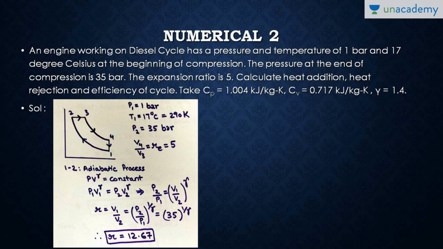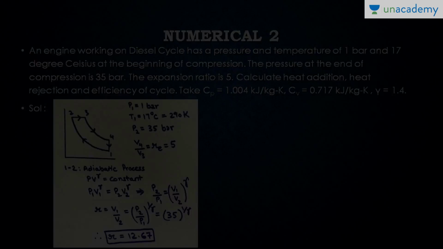Second thing is heat addition and heat rejection. How to calculate the heat addition and heat rejection? Keep your focus here. That is very important. Heat addition is from 2 to 3. So it is a constant pressure process, Q is equal to m Cp (T3 minus T2), but we don't know T3 and T2. We will see how to find that.